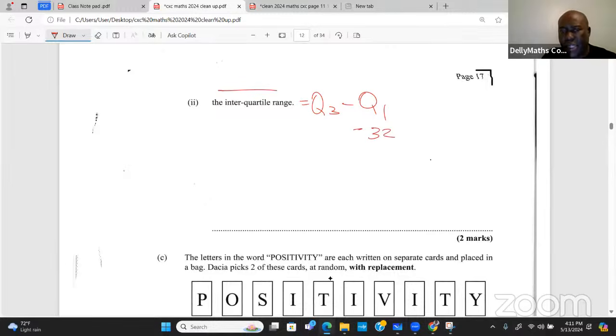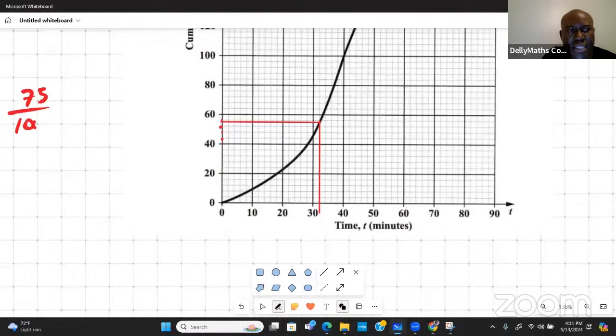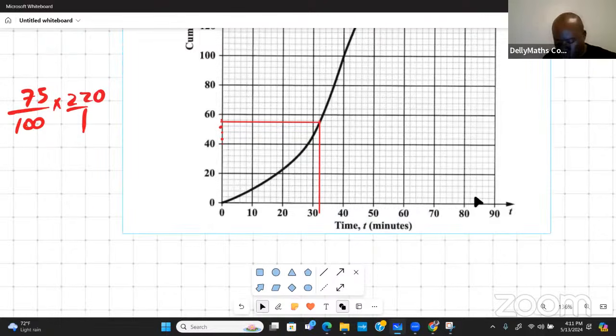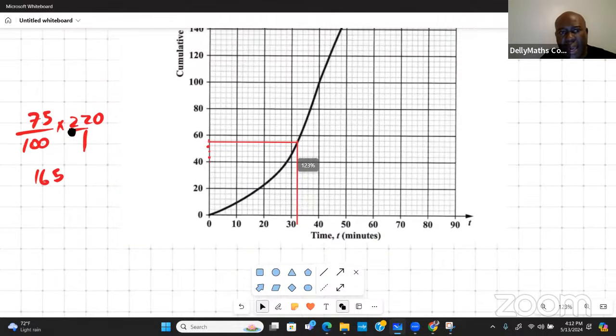All right. Let's go back for Q3. Q3 is 75% of the sample. So 75% of 220. That's 165. 165 is not the answer. We're going to use 165 to get the answer.